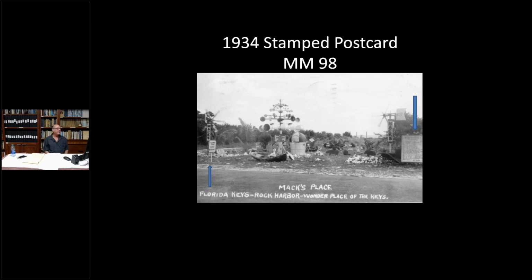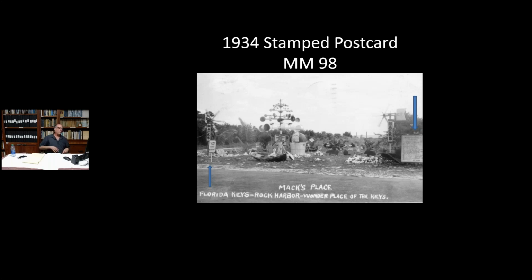On the left, the small sign with the arrow pointing up is advertising lime pie and home cooking. Back in these days, lime pie was key lime pie, but it was not advertised as key lime pie. The key lime part would not come until the late 30s, early 40s, when the lime becomes known as the key lime.